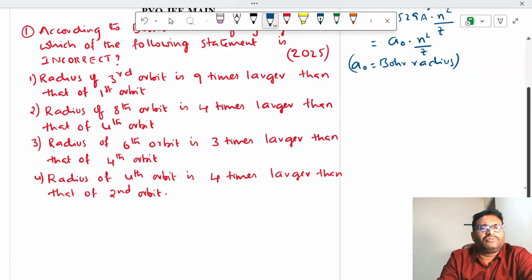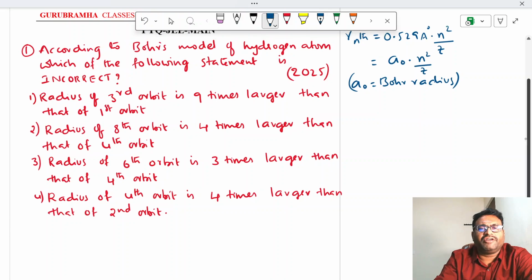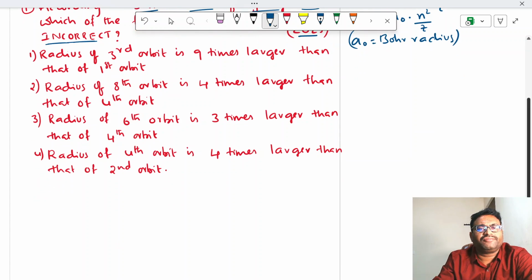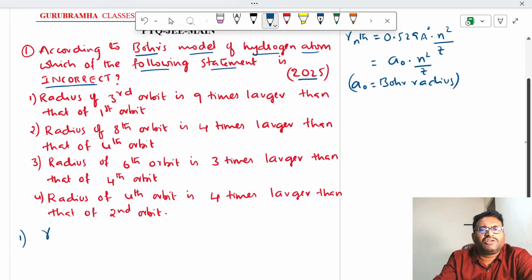So coming to this question, let us see. It was asked in a very recent examination, 2025. What is the question? According to Bohr's model of hydrogen atom, which of the following statements is incorrect, not correct? So let us take the first option, radius of the third orbit. Everywhere we are speaking about hydrogen atom, so Z will be equal to 1.